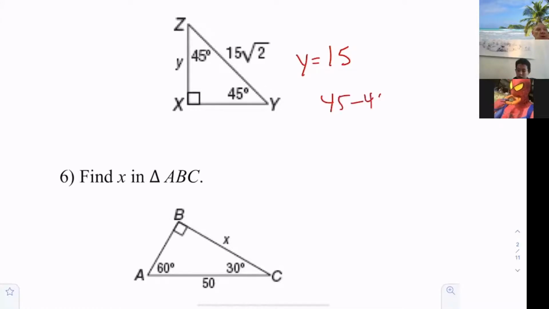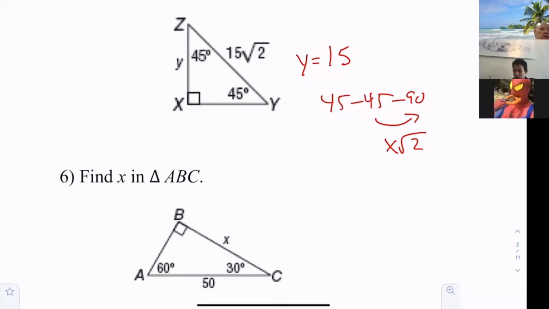45, 45, 90. From 45 to 90, you multiply by radical 2. From 90 to 45, divide by radical 2. If you forgot that, that's a good note right there. From 45 to 90, multiply by radical 2. 90 to 45, divide by radical 2.